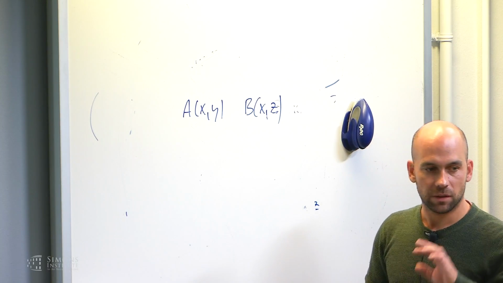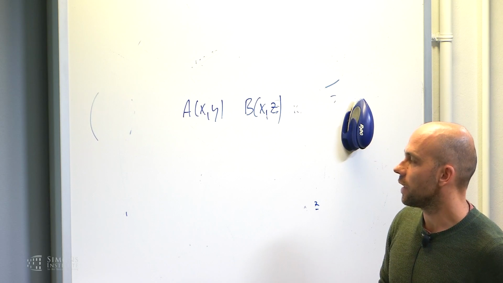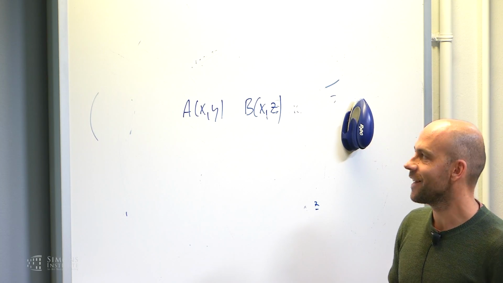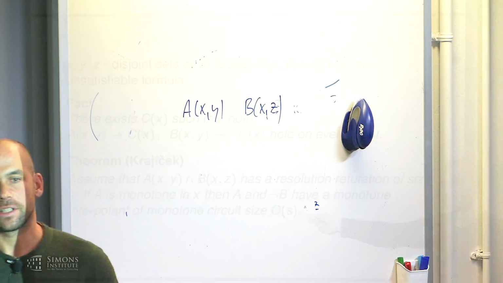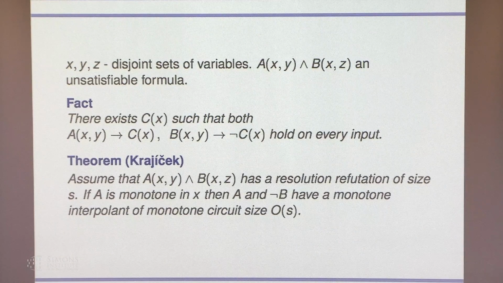In the monotone case, the proof is actually completely different and much simpler. And it shows that the circuit size is actually not O of S, but S. And it turns out that the structure of the circuit which interpolates the two is the same structure as the graph of the refutation. What you just do is you have your refutation, and depending on whether you are resolving on X or Y or Z, you just put there a little gadget into the refutation. That gives you a circuit, and that gives you an interpolant.